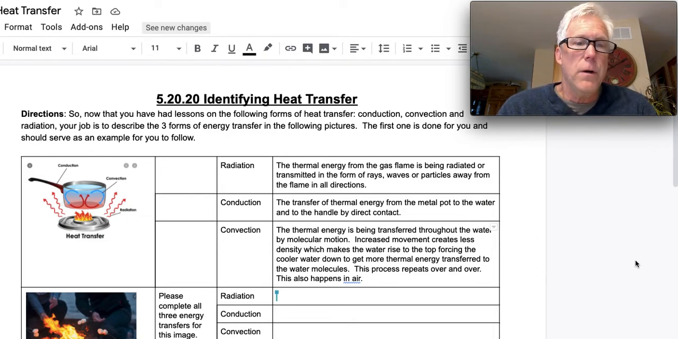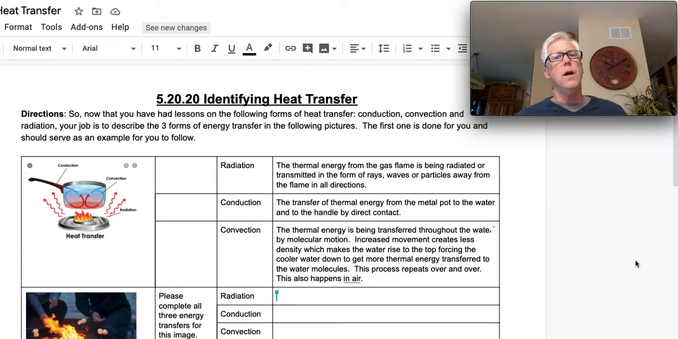We're going to be talking about today, Wednesday's lesson, which is 5.20.20, identifying heat transfer. Now, you guys have just spent the last 3 or 4 days learning how heat transfers. To review, we know it always transfers from a hot surface to a cold surface, from hot to cold. That's the way that it moves. And we learned that it moves in 3 ways. It moves through radiation, or radiating.